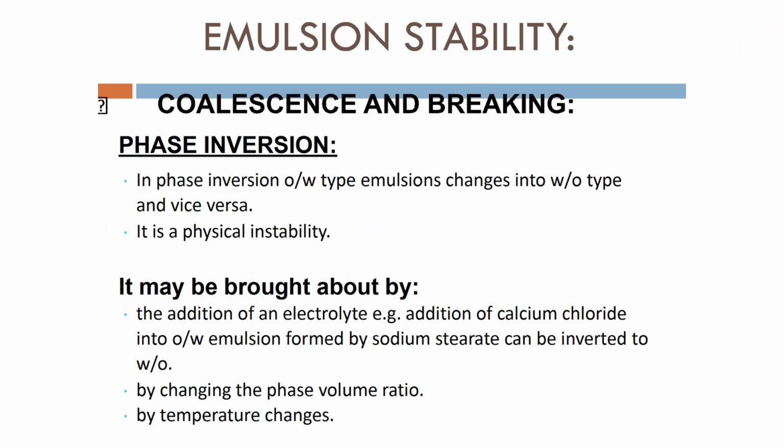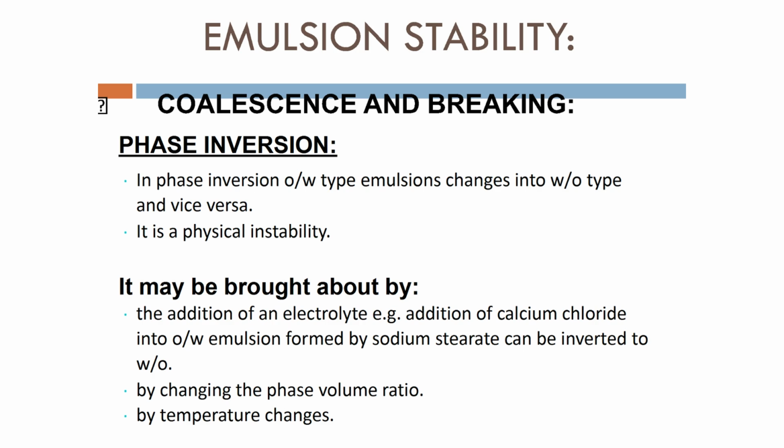Another type of physical instability is phase inversion. In phase inversion, an O/W type emulsion changes into a W/O type, and vice versa. This is a physical instability, not a chemical one. What can cause it? It can be brought about by the addition of an electrolyte. For example, adding calcium chloride to an O/W emulsion made with sodium stearate can invert it to a W/O emulsion. It can also happen by changing the phase volume ratio, that is, the proportion of one liquid to the other, or by temperature changes.